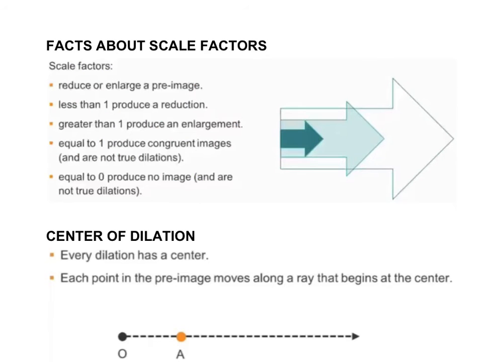Okay, we've already talked about this. Facts about scale factors. You can either reduce or enlarge. If you're less than 1, you get a reduction. If you're greater than 1, you produce an enlargement. Equal to 1 means that you just get congruent images, and you're not going to have a dilation. And if you have a scale factor equal to 0, that's not going to give you anything. So that's why when you had a reduction, you wanted to have a value n that was larger than 0, but at the same time also smaller than 1. And for an enlargement, you wanted a scale factor larger than 1.